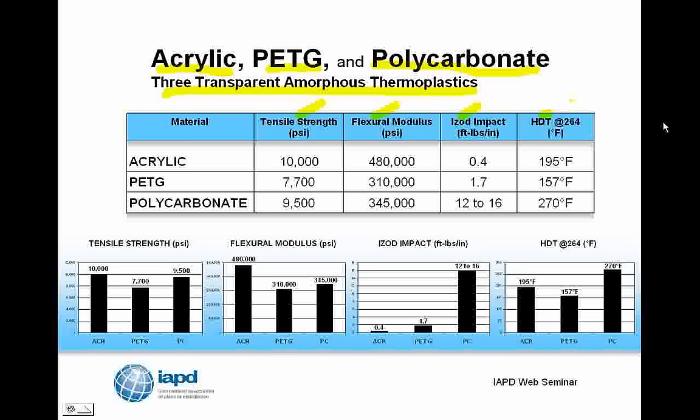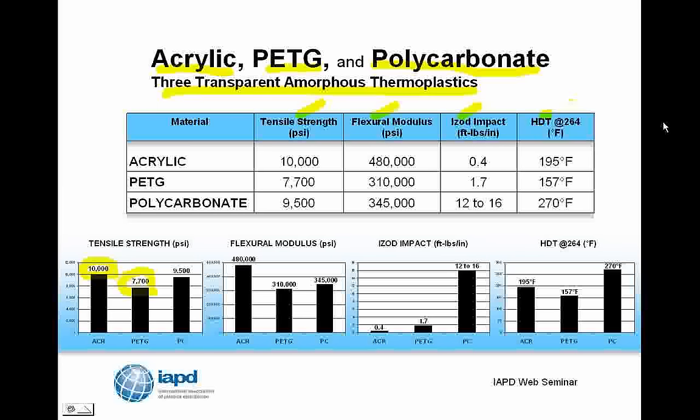And here I have acrylic, PETG, and polycarbonate, and we've graphed tensile strength on the y-axis. Well, I can start off by saying acrylic is the strongest. Polycarbonate is a little less strong in tension, and PETG is quite a bit less strong. Now, I'm not saying acrylic is better or worse.